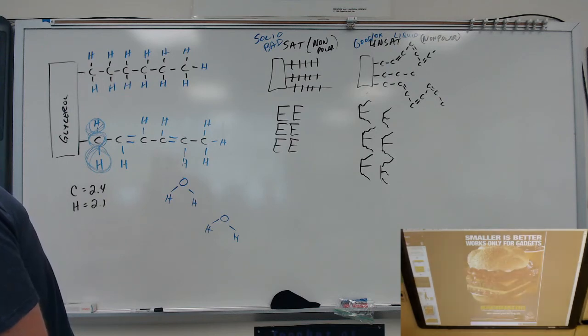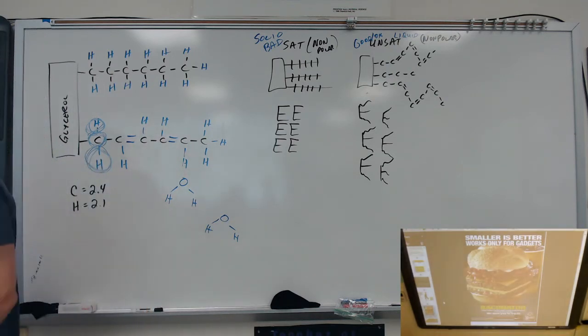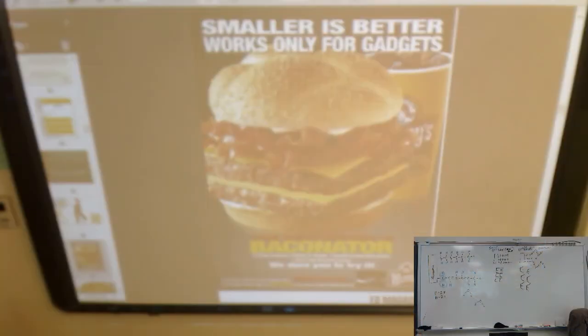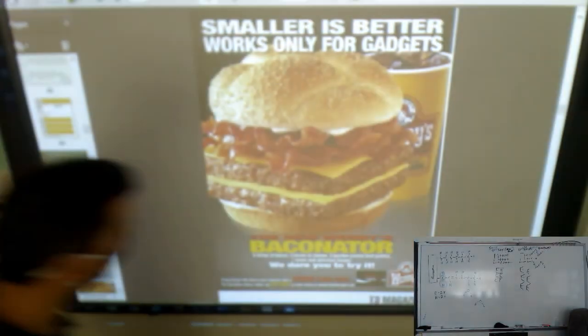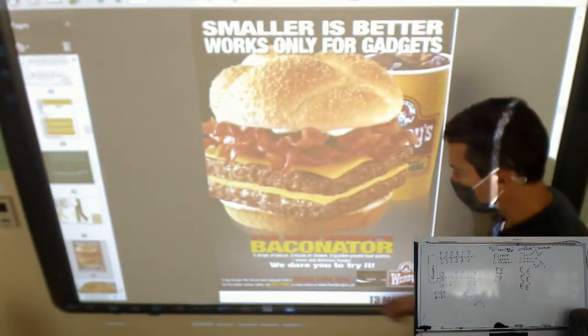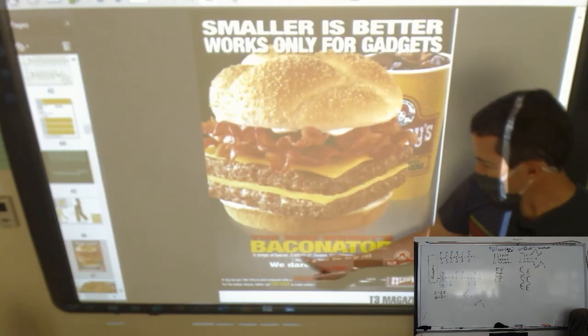Well, some stuff looks pretty good, actually. So let me switch cameras here. Okay, cool. So this is a Baconator from Wendy's. It says it has 6 strips of bacon, 2 slices of cheese.